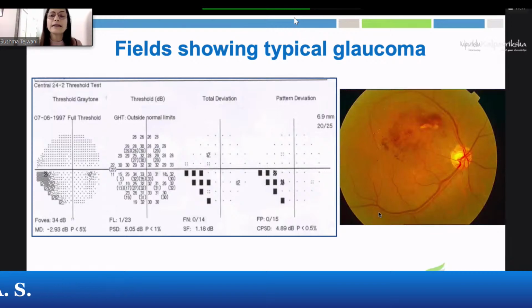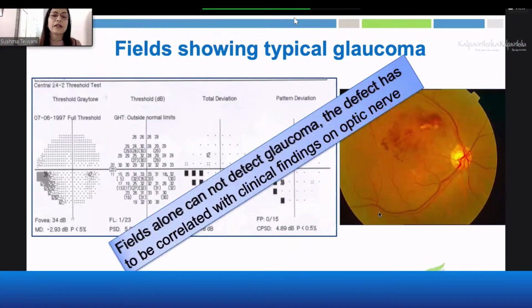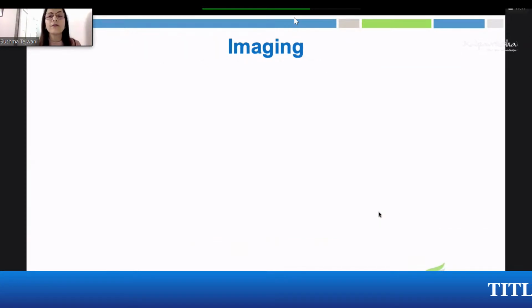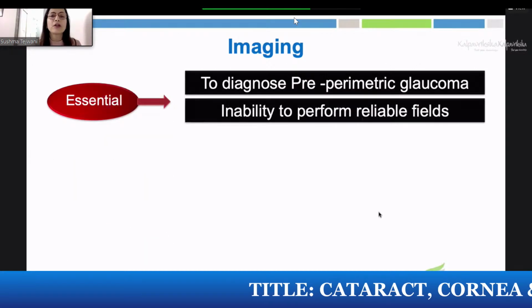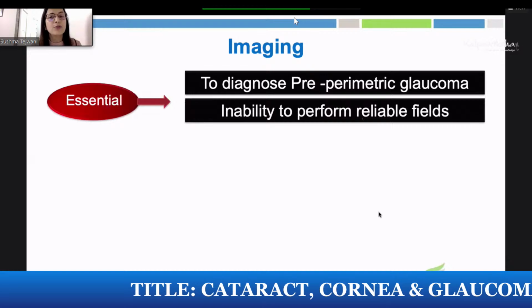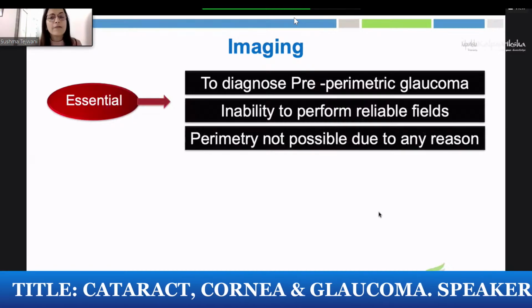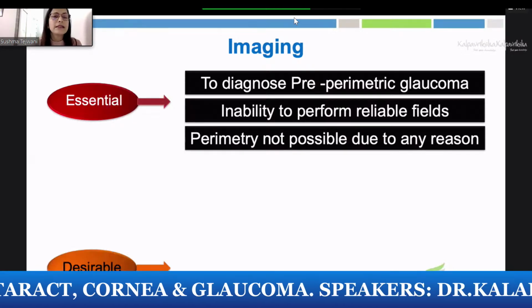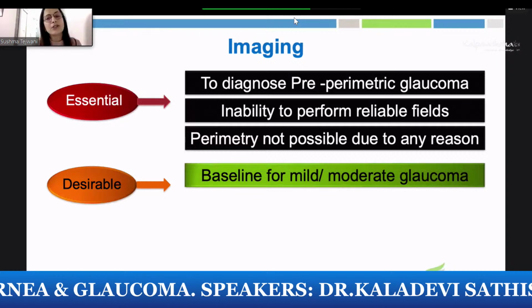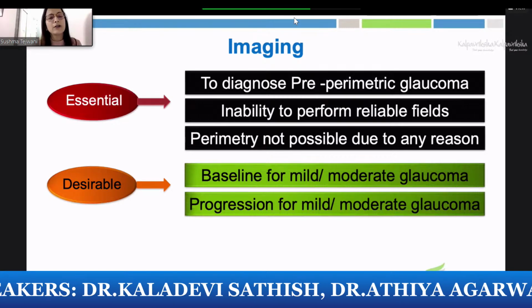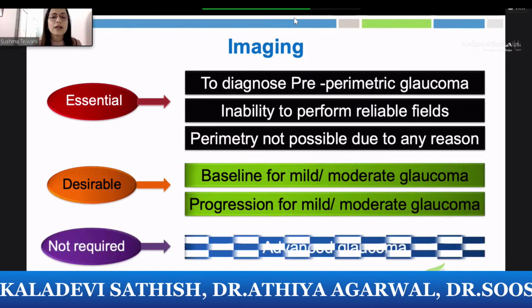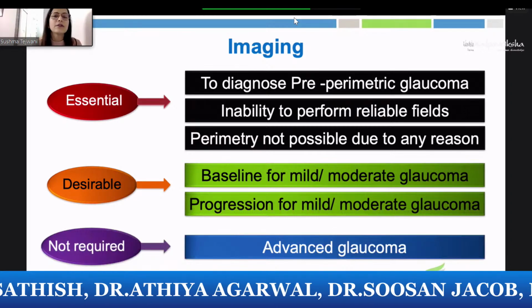So our dilated disc evaluation along with the field is definitely important. We should not depend on the fields alone. Imaging is essential to diagnose pre-perimetric glaucoma, and if the patient is unable to perform fields, or if perimetry is not possible for any reason. It is desirable in patients as a baseline for mild and moderate glaucoma and for follow-up to look for progression. It is not required in advanced glaucoma because of the floor effect.